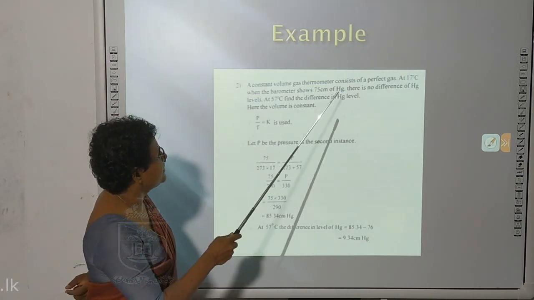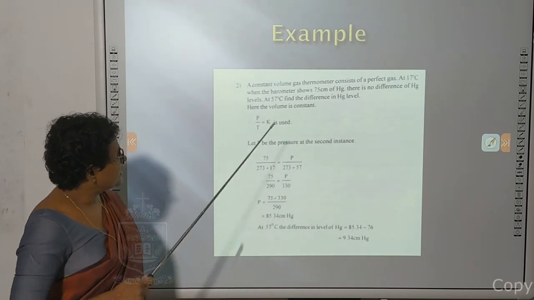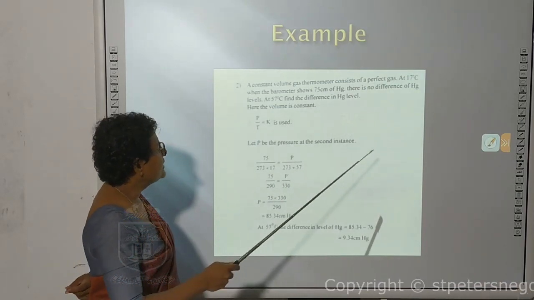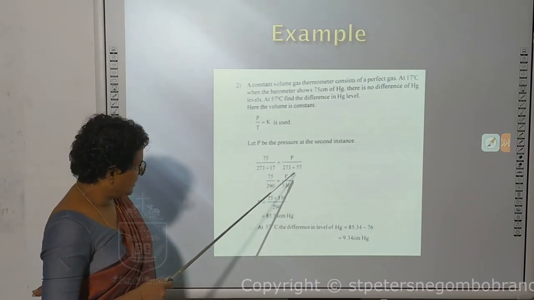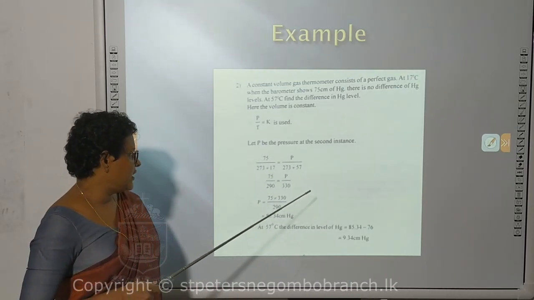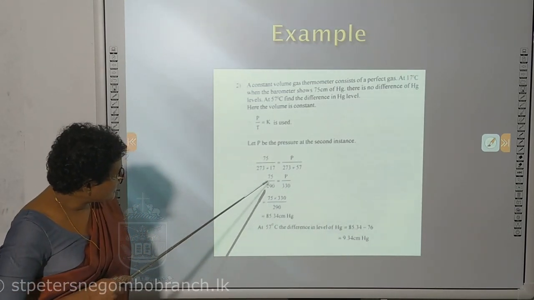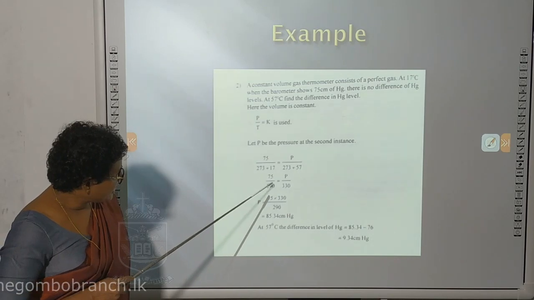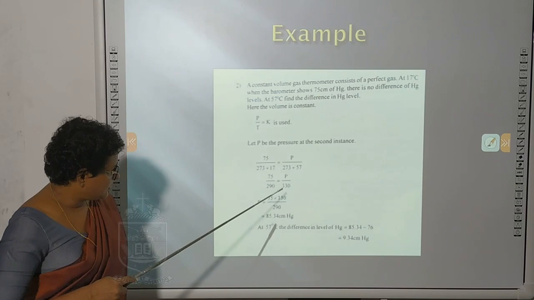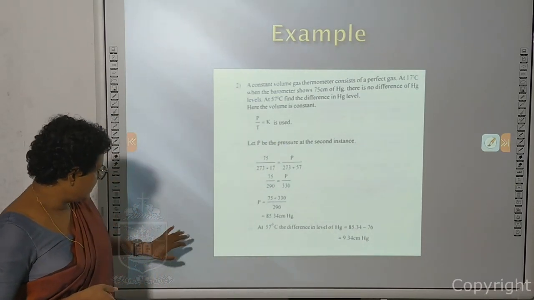First, it is given as 75 centimeters of Hg. Second instance, P. First, it is 17, so 273 plus 17, right? Second instance, 273 plus 57. We are adding this 273 to convert into Kelvin temperature, right? Now, here, look, the Celsius temperature, right? 75 over 290 equals P over 330. We can solve for P and find the pressure at the second instance.